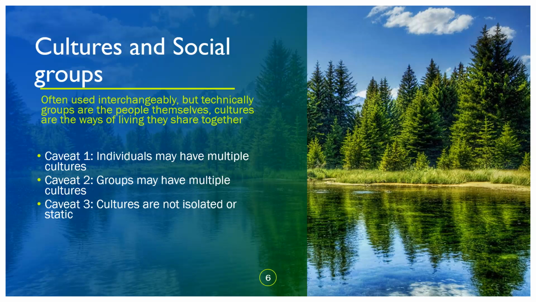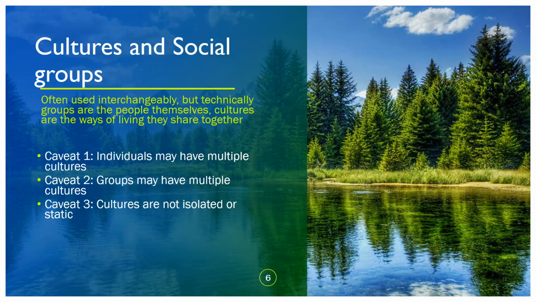Now, we're using cultures in this class in the way that we often use the term culture, which is kind of interchangeable with the idea of a social group. Although if we wanted to be more technical about it, social groups are, well, groups of people. Cultures are the ways of life that the groups of people share amongst themselves. So it's the ideas and the practices, right? So group A has culture A, group B has culture B. So the culture isn't the people, the culture is the way of life of the people.